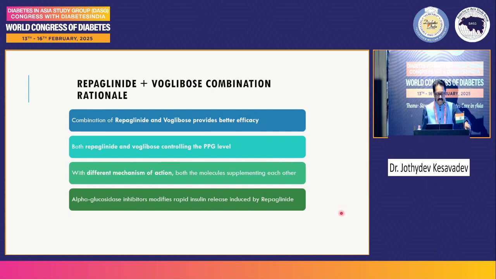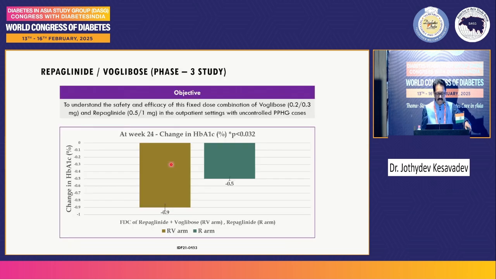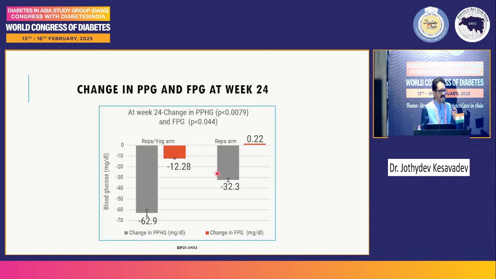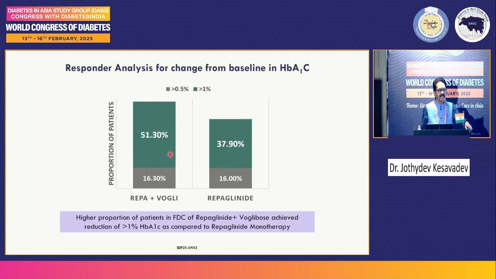This is supplementing each other because of the different mechanisms of action, and alpha glucosidase inhibition modifies the rapid insulin release by repaglinide, and there are no significant drug interactions between the two. And better A1C reduction with the combination when compared to only repaglinide. And if you look at the PPG reduction, you know that these two drugs are better for PPG reduction. So if you focus only on PPG, there is a 2 times better reduction in the PPG, with more than 50% of patients in the combined arm able to reduce hemoglobin A1C by more than 1%. So more than 1% reduction in more than 51% in the combination.